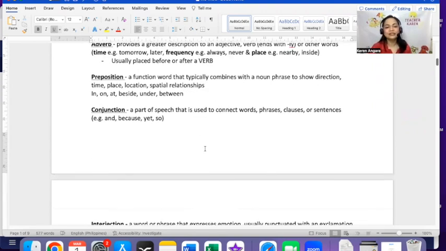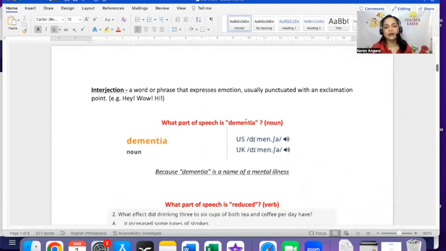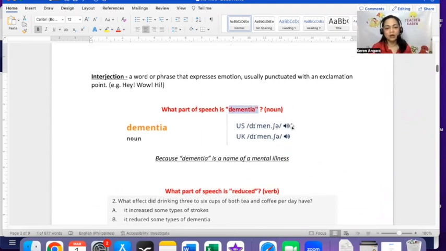So these are the examples of the questions about parts of speech. For instance, we have here dementia. It's a noun. Every time you explain why it's a noun, it's better if you have an explanation. Dementia is a noun because it's a name of a mental illness. Isn't it a noun? It would be usually a classification or a name of a person, a place, animal, and so on.